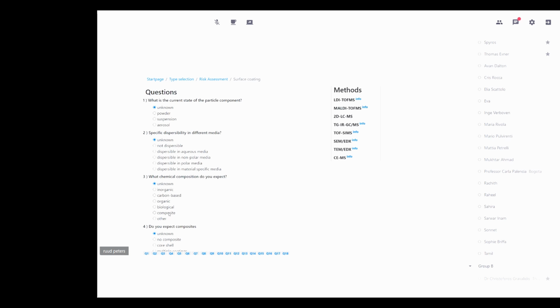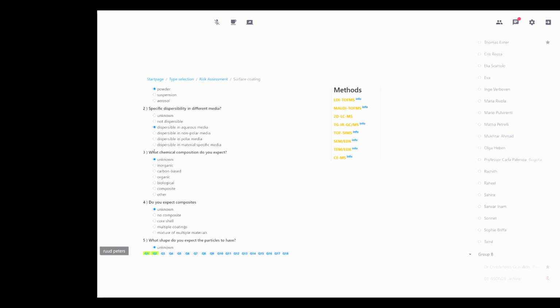Surface coating, and we are looking here at a liposome material that we had some time ago, which is a powdered material which can be used to coat particles and to make them more suspendable, or it can be used to coat active ingredients also. What do I know of the material? Well, I know it's a powder, so I know that. I also know it is dispersible in aqueous media. Until now, all methods are still possible.